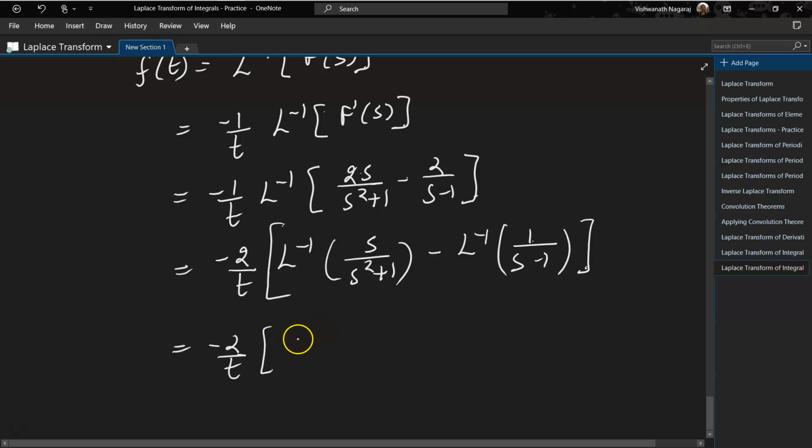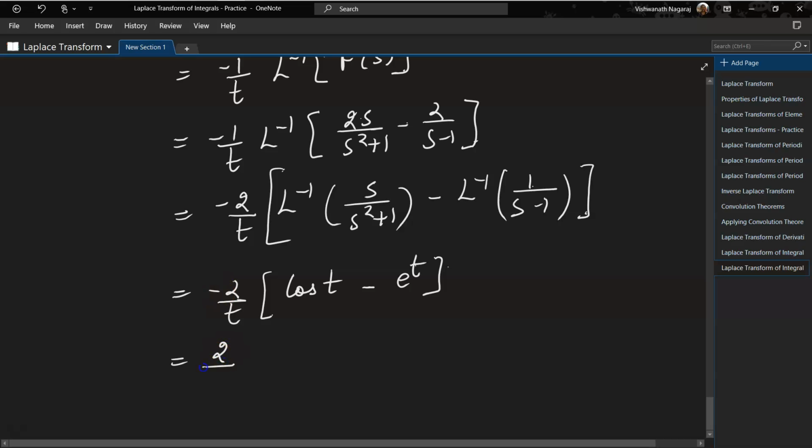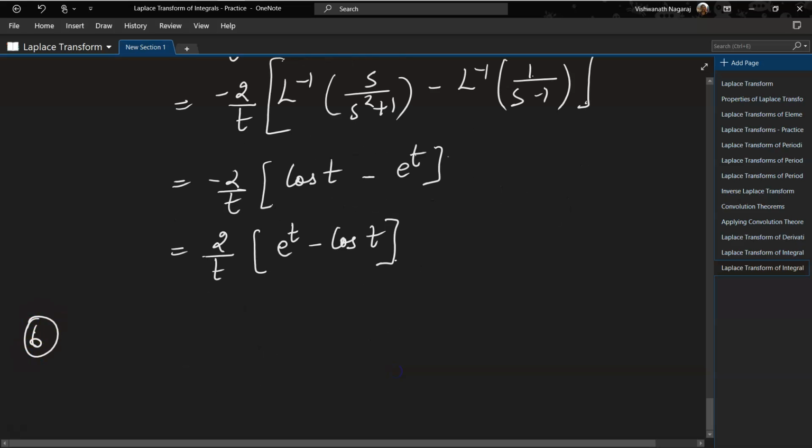So this gives us cos t, minus, this gives us e to the power of t. Now we can take this minus inside. So 2 by t is equal to e to the power of t minus cos t. And finally, let's do one more problem.